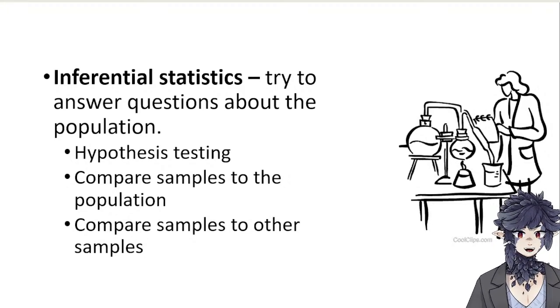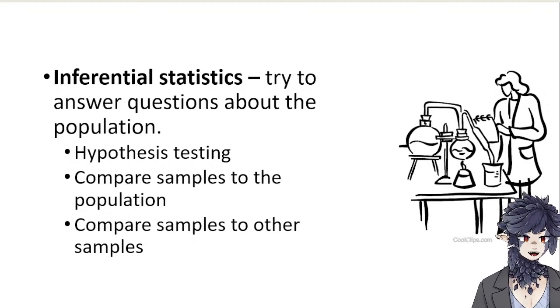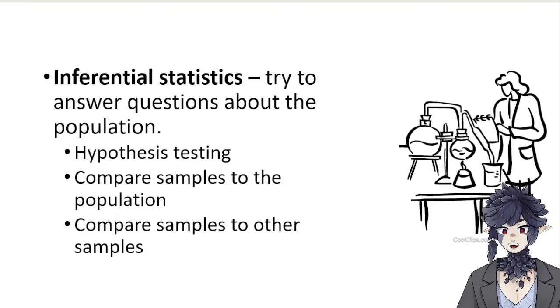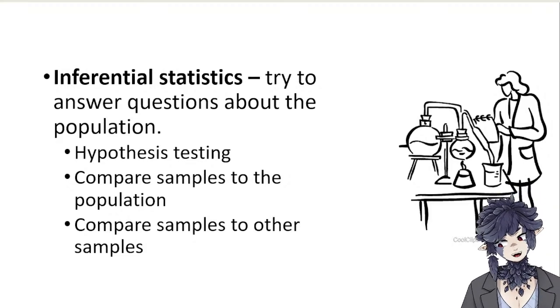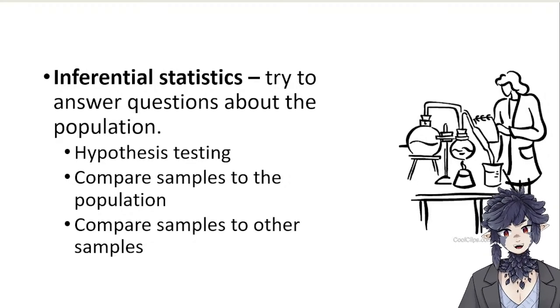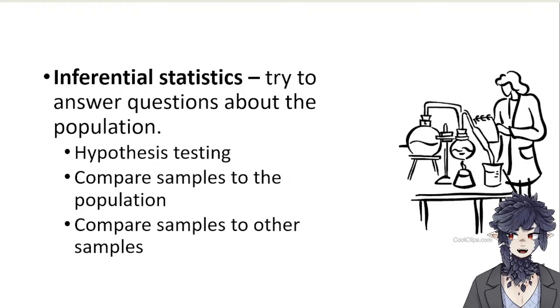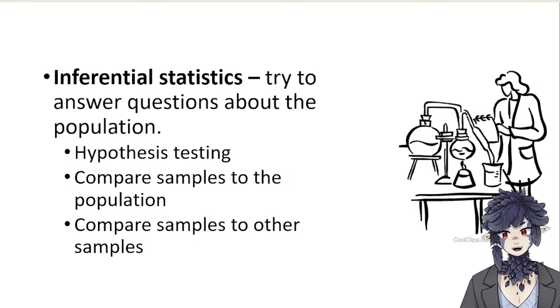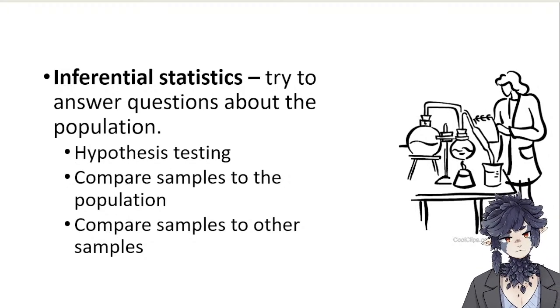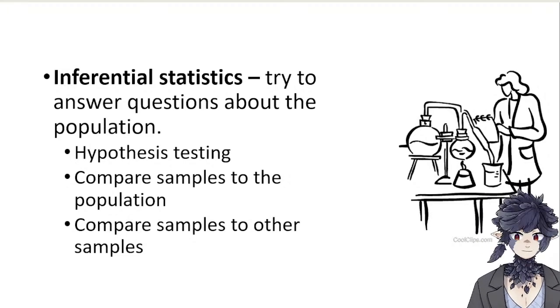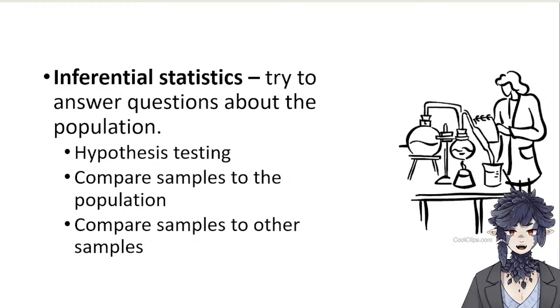Inferential statistics is pretty much all of the statistics that you see in published research papers. This is the stuff that people use to test hypotheses. If descriptive statistics are just summarizing data, this is trying to get new information out of data. These are used for hypothesis testing, for comparing samples to populations, and for comparing samples to other samples. So control versus treatment group is sort of the classic example.